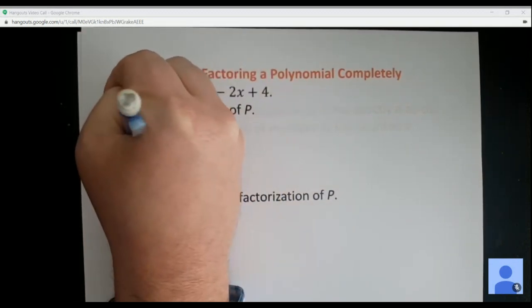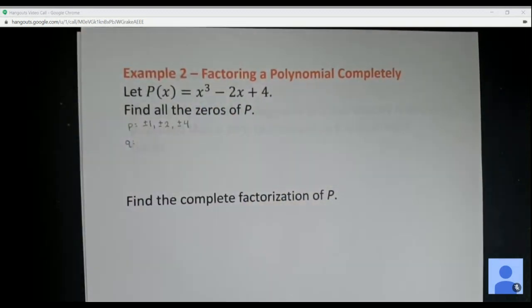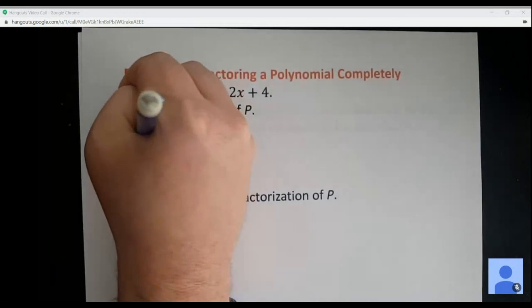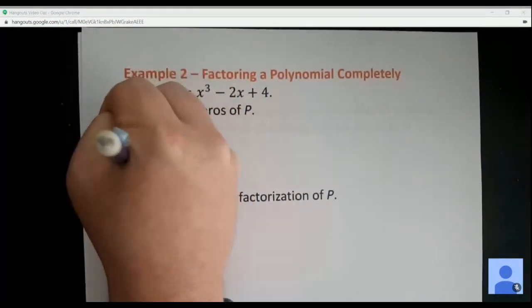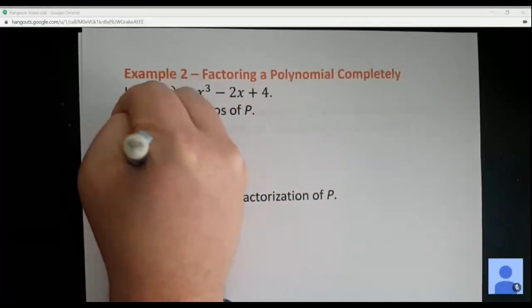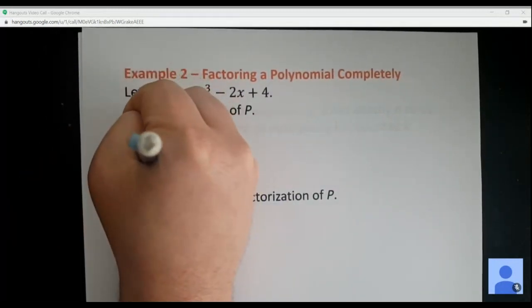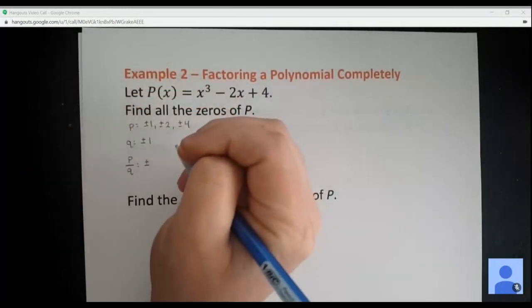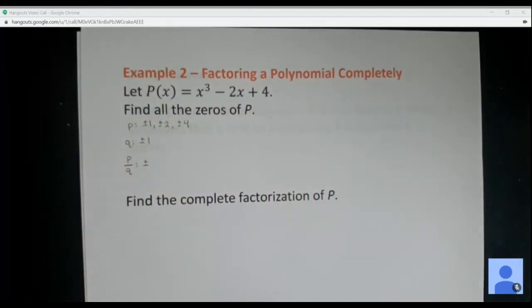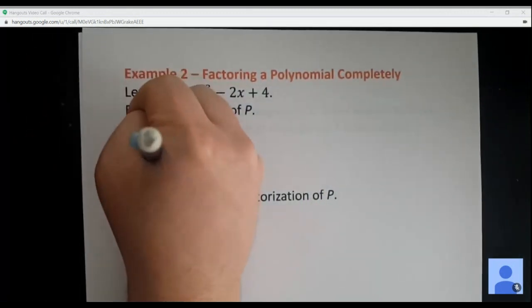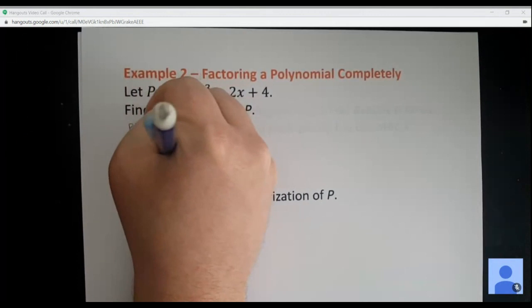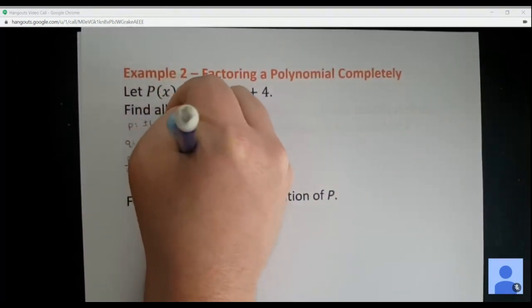And then for our Q values this time, what are we going to get? Just positive 1 and negative 1, good. Which means that P over Q is just going to be what? Same as the P's, right? So plus or minus 1, plus or minus 2, and plus or minus 4.